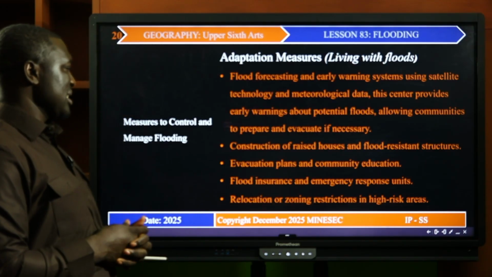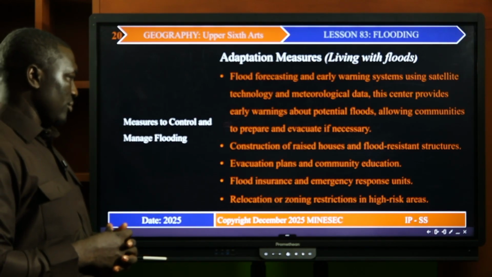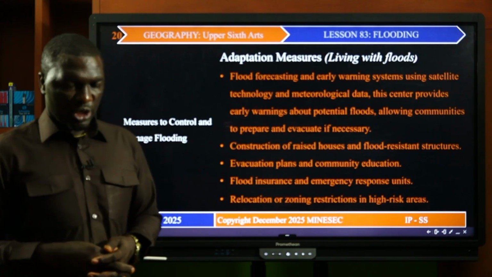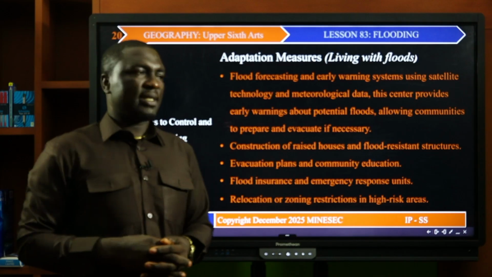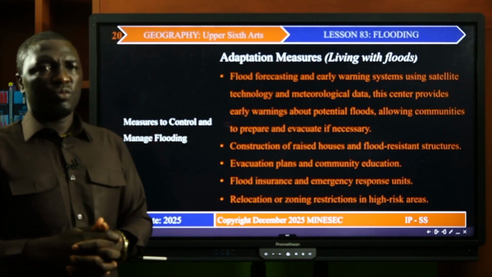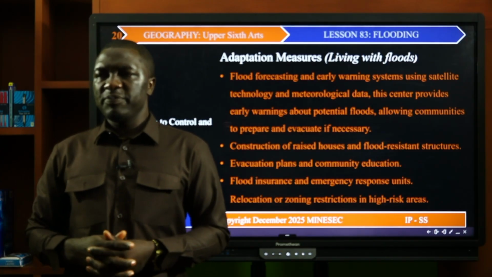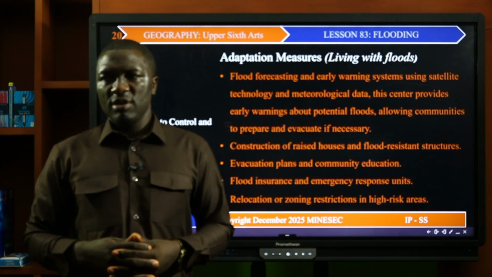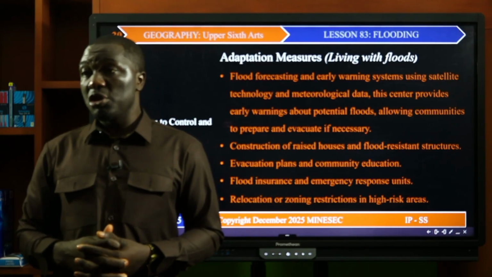Flood insurance and emergency response units. Yes, people need to insure themselves so that if you are injured, it is no longer your problem alone. The insurance company takes charge and compensates you for the damages incurred.